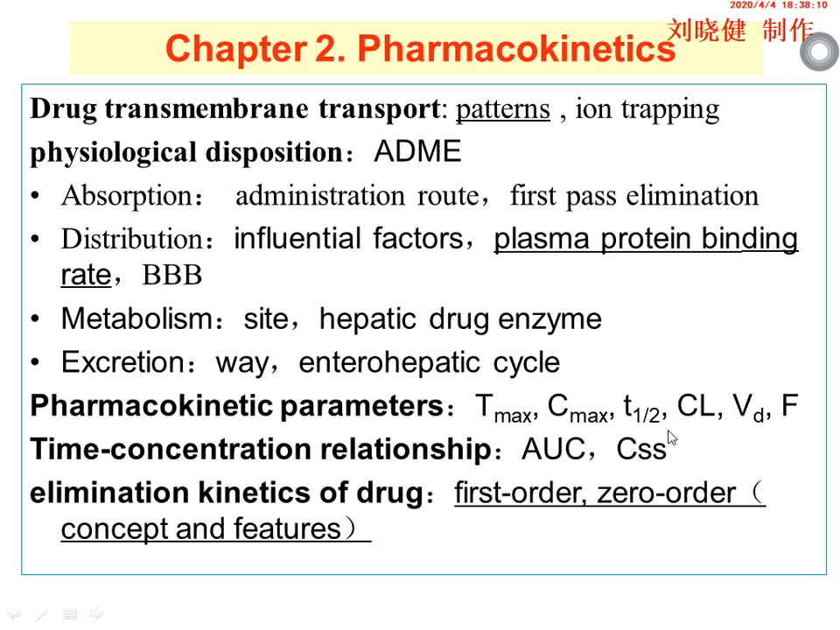In this chapter you studied many parameters to describe drug pharmacokinetics: Tmax, Cmax, half-life, clearance, Vd, and bioavailability, AUC and Css. Use these parameters to describe the C-T curve, the time-concentration relationship. Especially half-life, clearance, bioavailability, Vd, and AUC are very important parameters to describe pharmacokinetics.